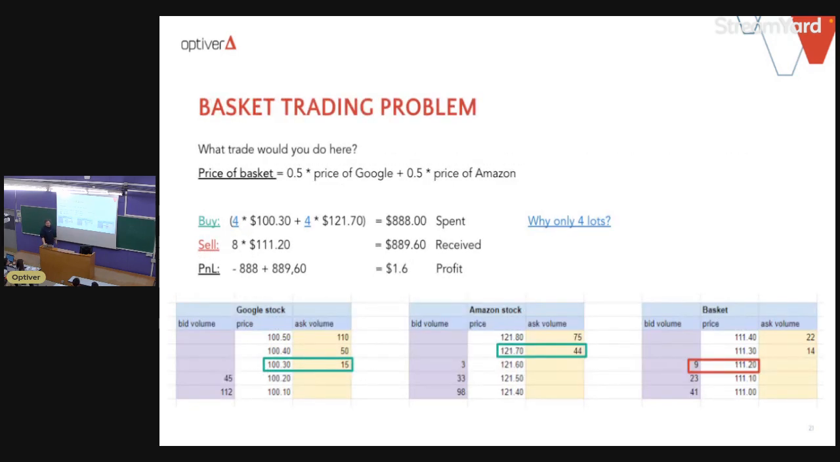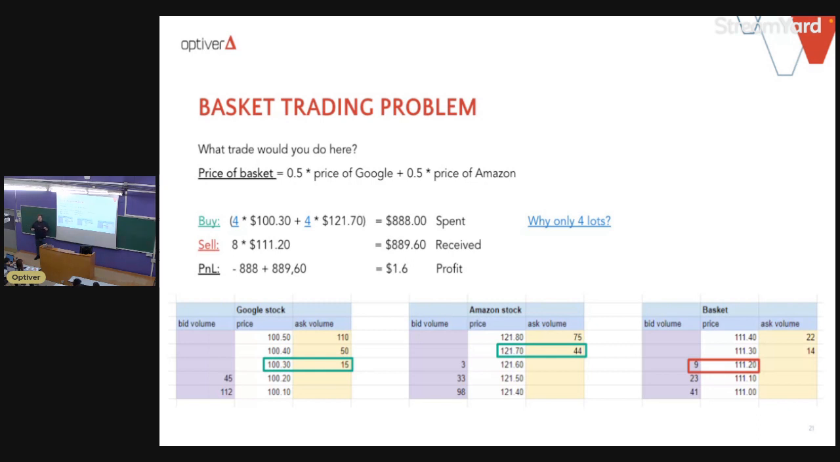Why do we only trade four lots here? The reason is there's only 9 that we can sell, right? Somebody's only willing to buy up to 9, so we cannot sell more than 8 to him. Well, we could sell 9, but the problem is you cannot buy half a Google and half an Amazon. So you could go, then I'm gonna buy 5 Google and 4 Amazon, but the problem is then you're not completely neutral. Right, because if the Amazon stock moves, for example, you're not getting exactly the offsetting return on your other position in your portfolio.